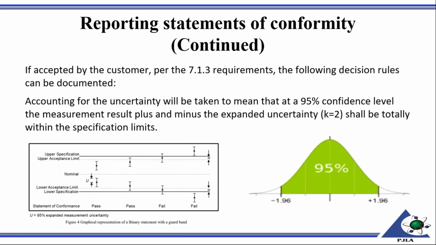If accepted by the customer per 7.1.3 requirements, the following decision rules can be documented. Accounting for the uncertainty will be taken to mean that at 95% confidence level, the measurement results plus and minus the expanded uncertainty, or k equals 2, as that's commonly shown, shall be totally within the specified limits.